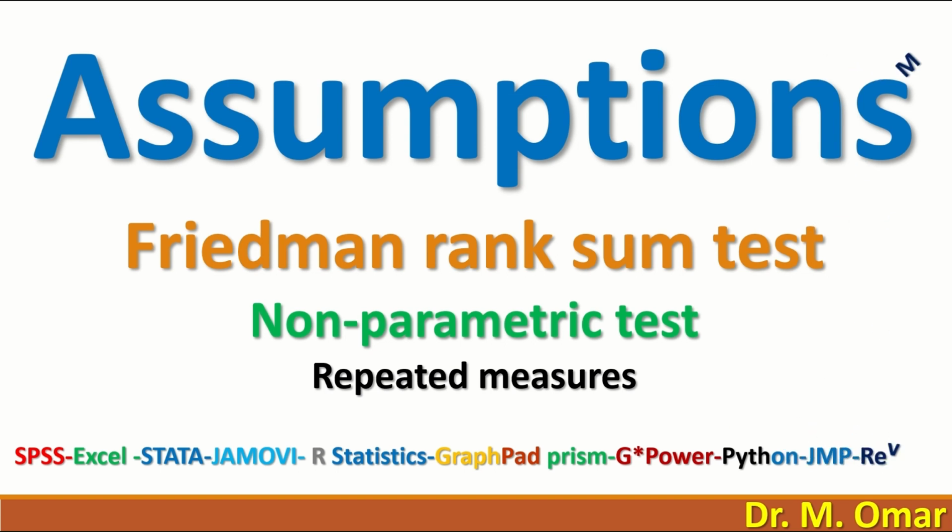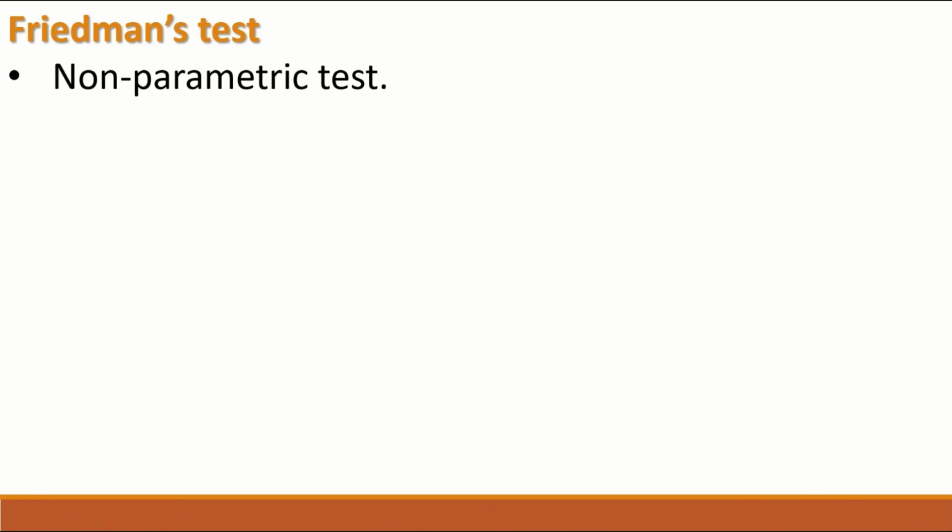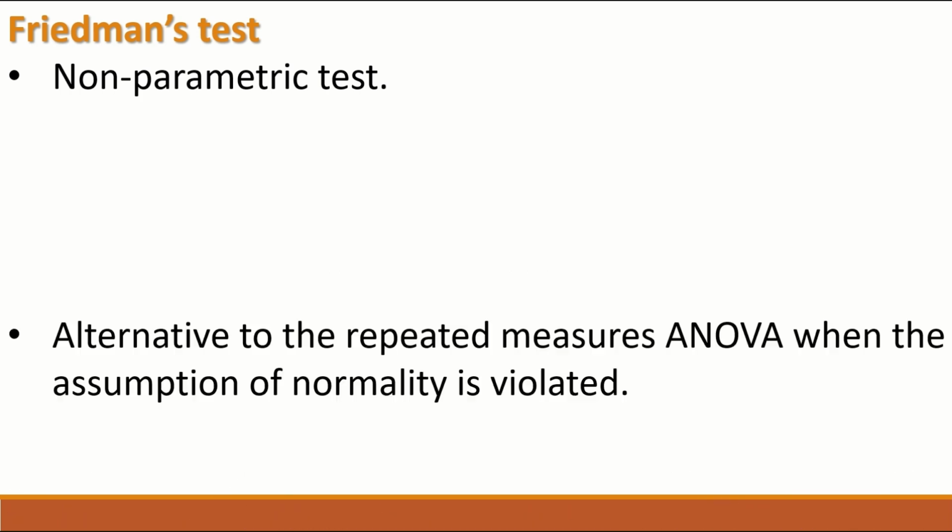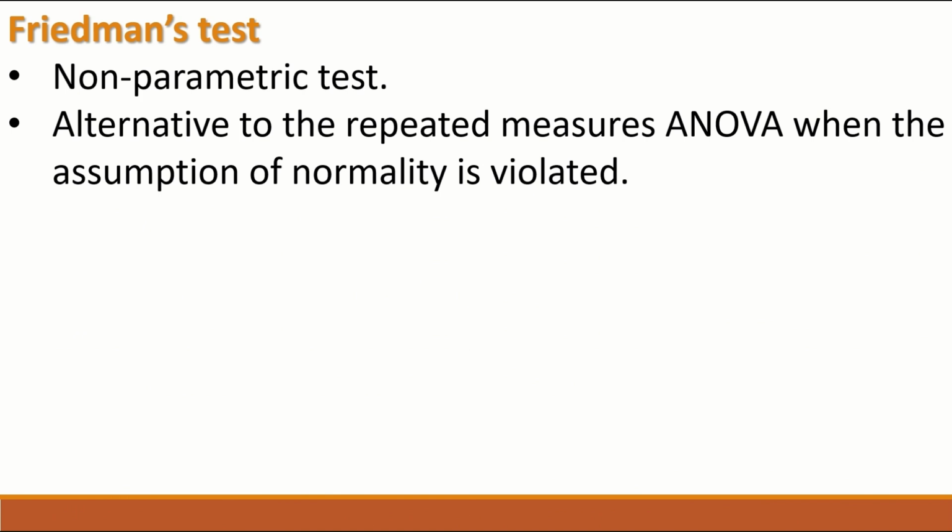Assumptions for the Friedman rank sum test, which is a non-parametric test that is used when the data are non-parametric, i.e. the data are not normally distributed. The test is also used when the data are repeated measures, which means that the data are paired or matched groups or dependent groups. The Friedman test is an alternative to the repeated measures ANOVA, which is used when there are matched or paired groups or dependent groups, and when the data are normally distributed.